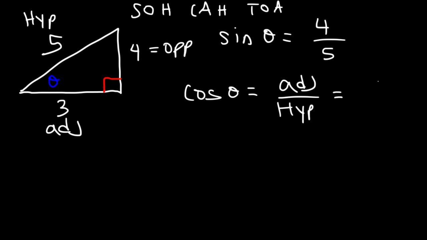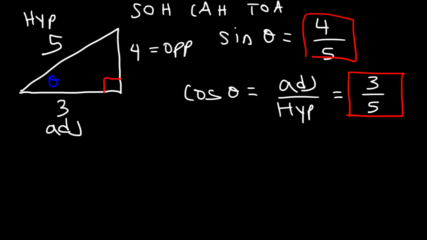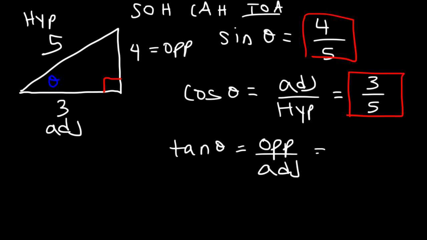So in this case, it's going to be 3 divided by 5. So that's the value of cosine. Now let's find the value of tangent. Tangent theta, according to TOA, is equal to the opposite side divided by the adjacent side. So that's going to be 4 divided by 3. So that's the value of tangent.